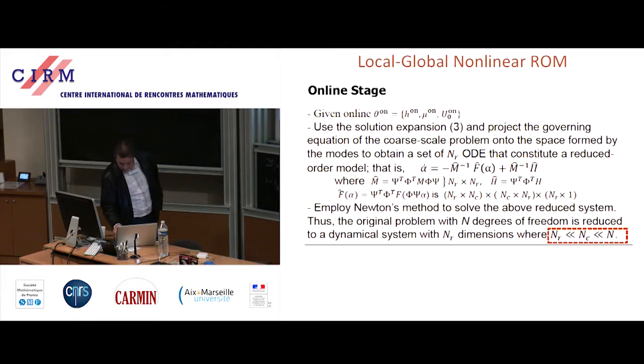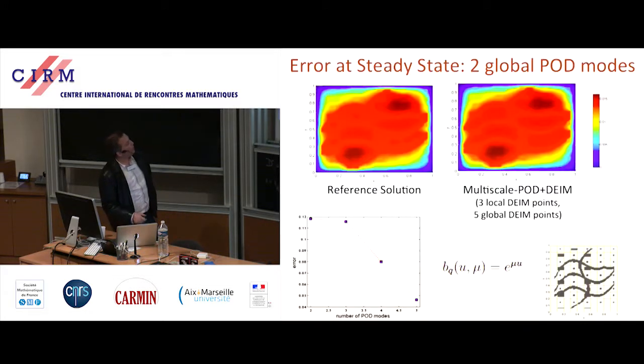And so let me show you how this works. And basically, the same kind of problems as we had before. Basically, for example, this permeability distribution with this coefficient multiplying the permissivity. We see that we can evaluate with 3 local DEIM points of each coarse block and 5 global DEIM points to evaluate the global modes. We can get a fairly accurate representation that is 5% with 5 points.